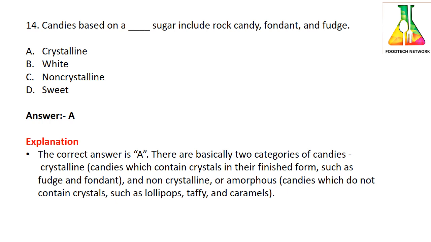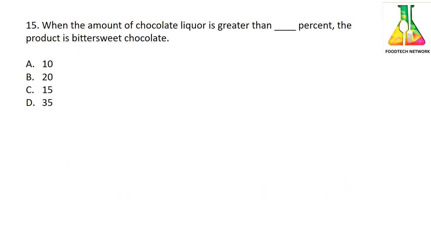Crystalline candy is a candy which contains crystals in its finished form, like fudge and fondant. And non-crystalline candies are the candies which do not contain any kind of crystal forms, such as toffee, caramels, and lollipops.